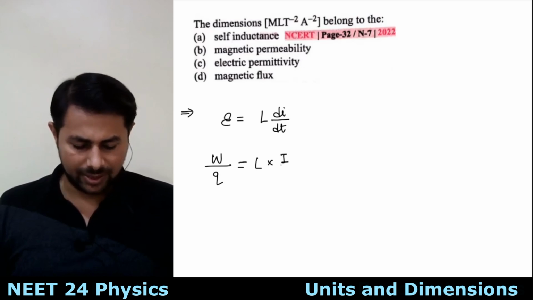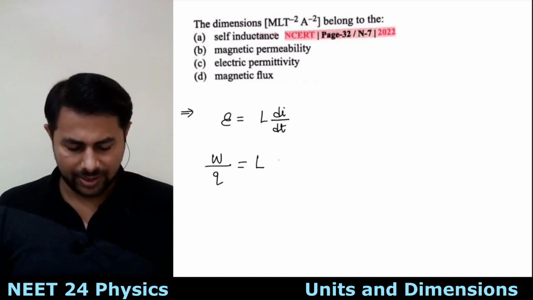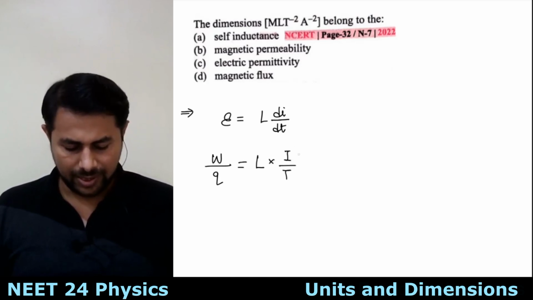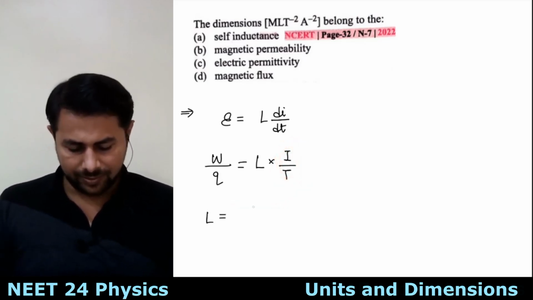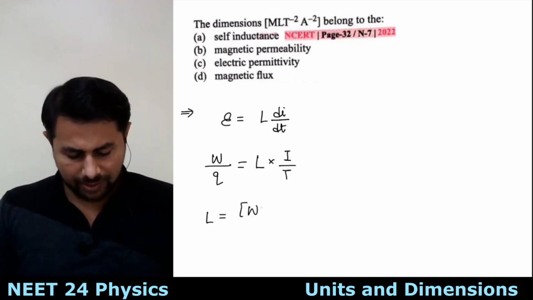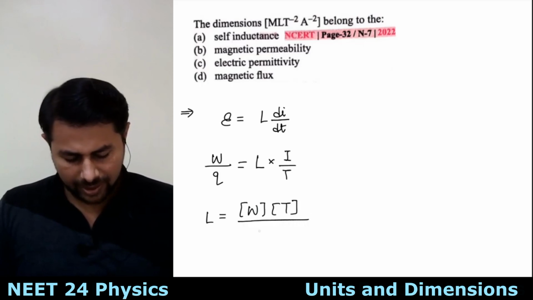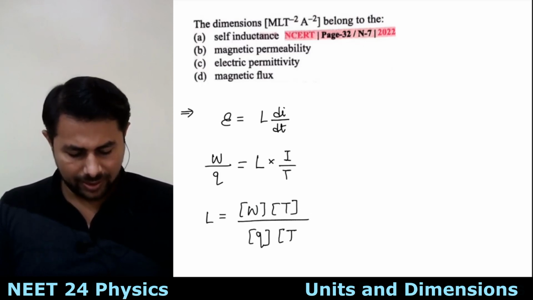So this L is not length, this is self inductance. I want to find out its dimensions. Here I have I and T. I can just move these things to the other side and find out the dimensions of L. So it will be the dimensions of work done times the dimensions of time, divided by Q, which is charge, multiplied by current.